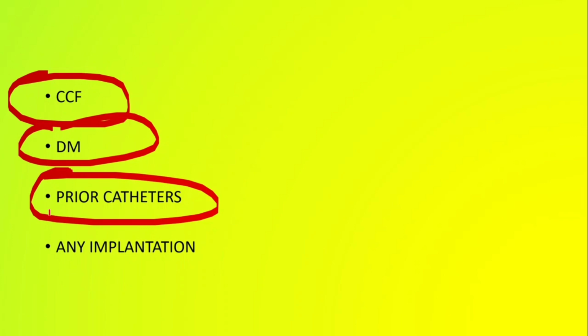So in summary, in the history, you have to ask for 4 important points with respect to CCF, diabetes, any history of prior catheter, any implantation, because all these 4 will have an impact on the fistula outcome. And in a DCMP patient, CCF patient, there is a chance after the fistula they might deteriorate because of cardiac issue rather than the renal issue. Accordingly, the vascular access has to be decided for that CKD patient.